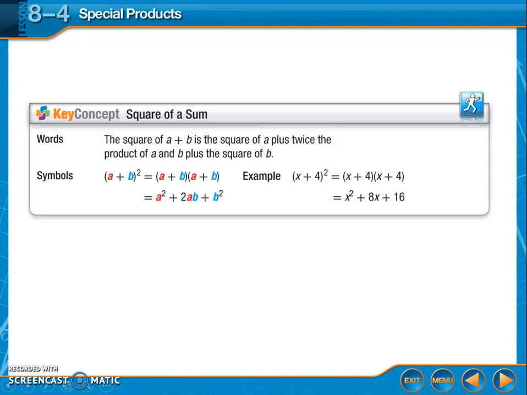So if we're looking at this using that formula, x is like the a and 4 is like the b. So a squared is x squared, 2 times a times b, 2 times x times 4 makes 8x. And b squared is 4 squared, because 4 was b. So that makes 16. You could go through and do the FOILing, but then you have to combine like terms. What this does is it basically combines the middle terms.